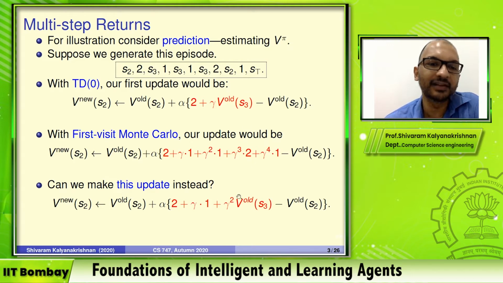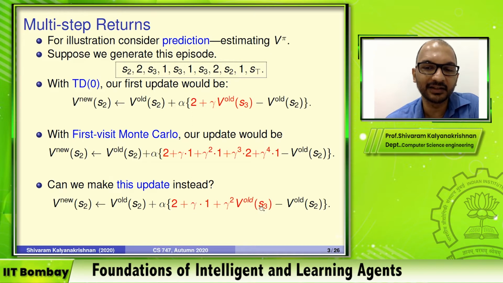So what's happening with this proposed update is we are only going 2 steps ahead. We're not going one step, we are not going all the way, but we're going 2 steps ahead. We're saying I'll take 2 from my episode, I'll take this gamma times 1 also from my episode, from my empirical return. But thereafter, I will use my current estimate. I will start bootstrapping, not after 1 step, but after 2 steps.